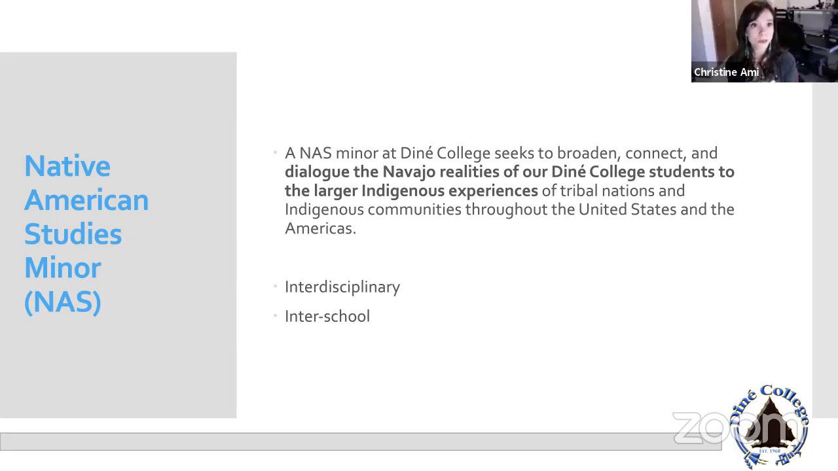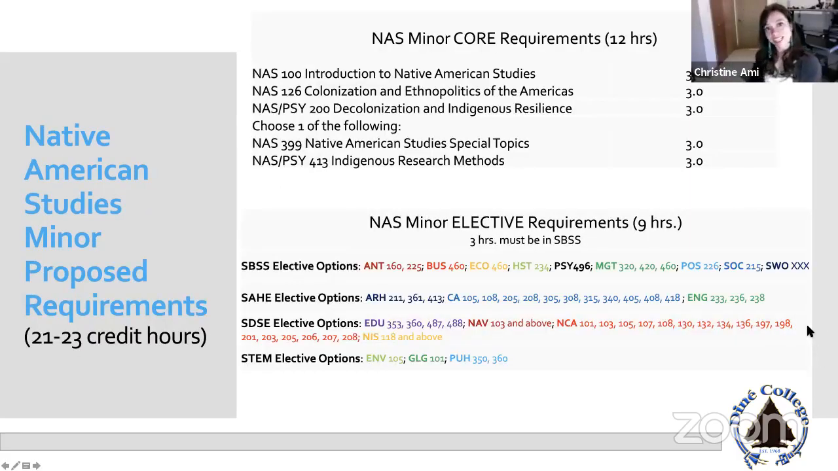It's a very interdisciplinary field, meaning that we can work with multiple schools, we can work with everything from language and linguistics, education, STEM, any of the social sciences and the humanities. It's something that's very much applicable to all of these different types of fields that already exist here at Diné College. So the foreground is kind of already there.